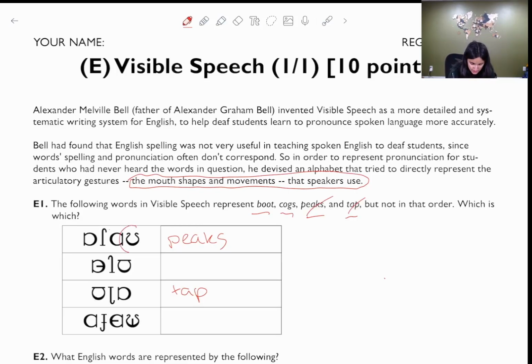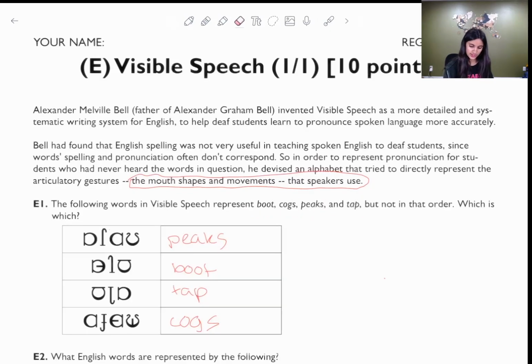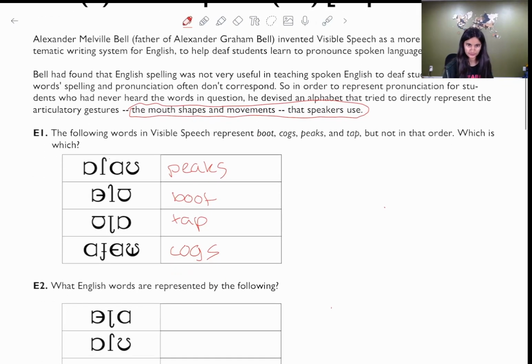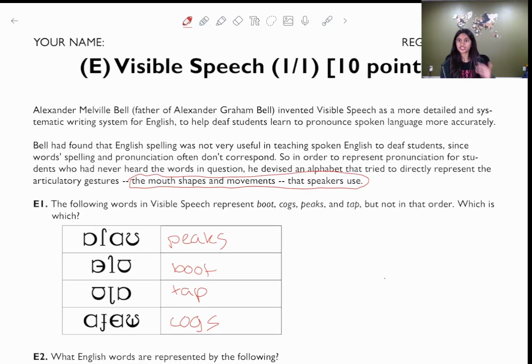And if you notice, this symbol is very similar to this. And cogs ends with a Z sound, and peaks ends with an S sound, which are very similar. So I'm going to put this one as cogs, and I'm going to put this one as boot because that's the last one remaining. And we notice there's a strange resemblance to the IPA chart, which is basically a chart full of sounds.